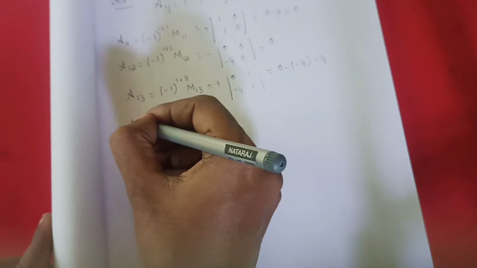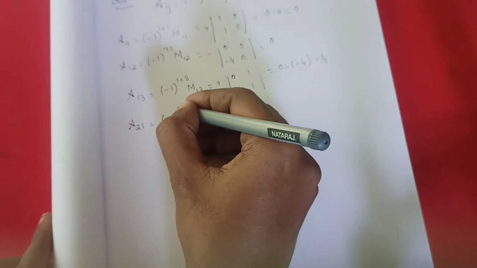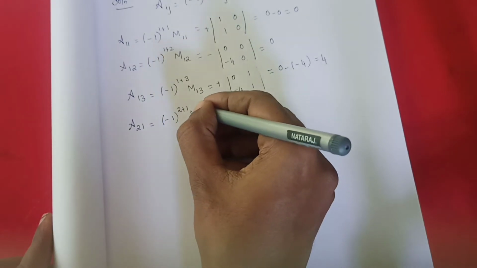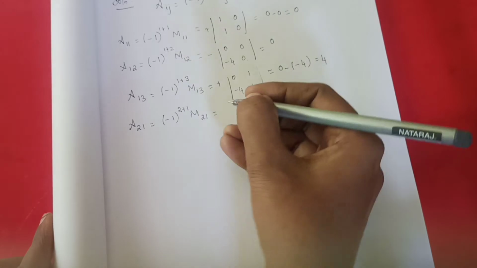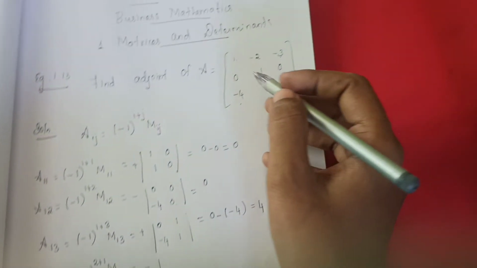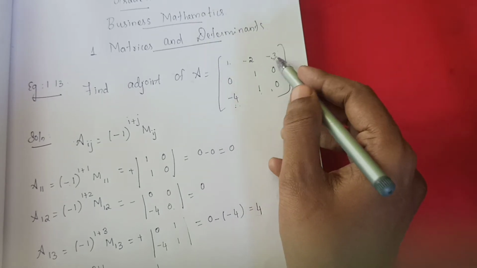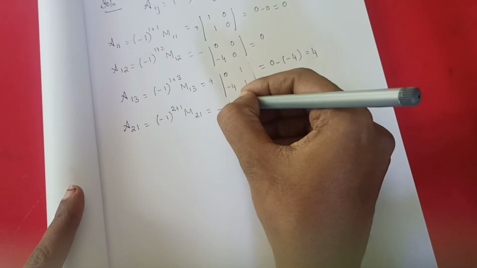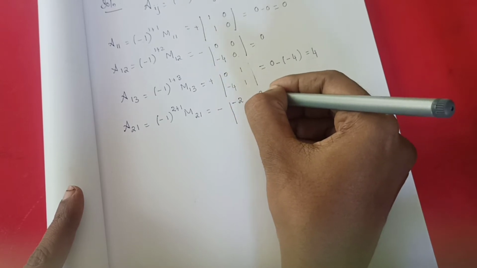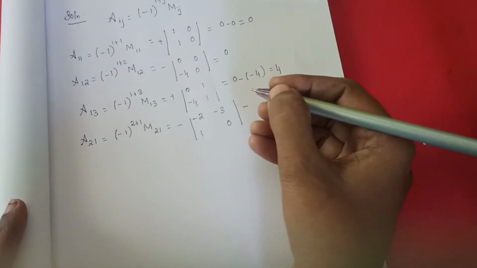Then next one, A21. Second row, first element. Minus 1 to the power 2 plus 1, M21. That's equal to, the symbol is minus. Find out here, this particular row and this column will get cancelled. So minus 2 minus 3 1 0. That's equal to, the minus symbol is outside.